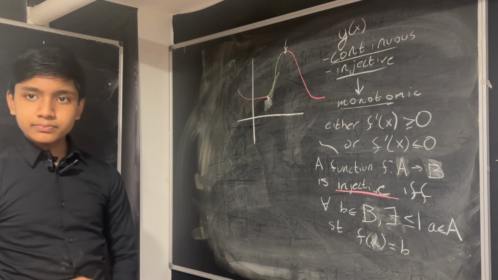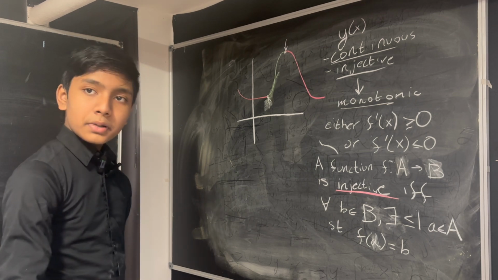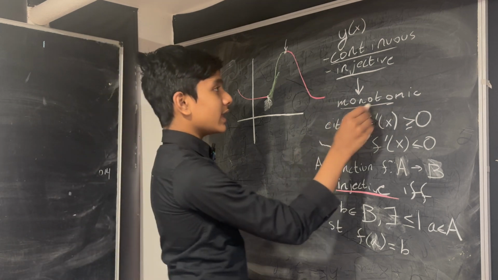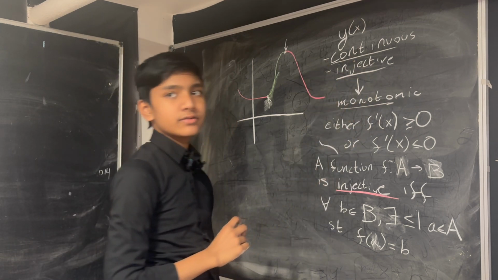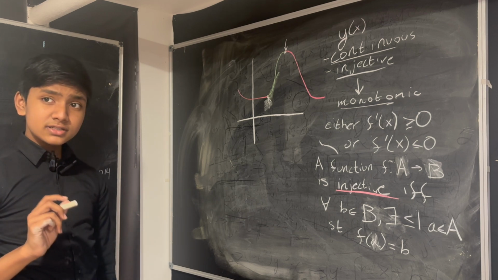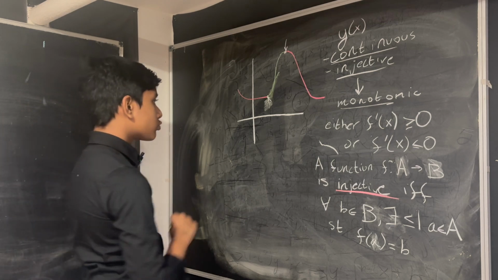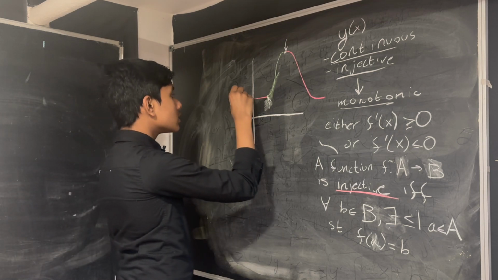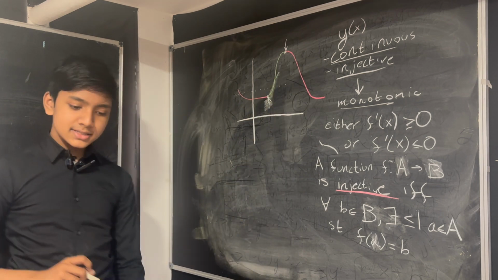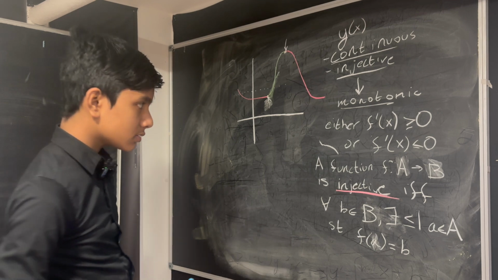So these are some pretty interesting points, right? But now, how are we going to prove that something is monotonic if it's continuous and injective using this format? Now, as you can see, this function is clearly not very injective. If I draw a line right over here, as you can see, it's going to intersect.